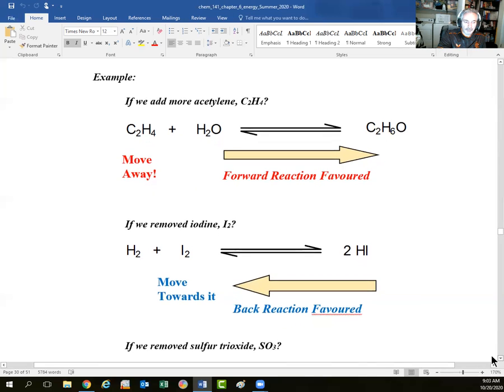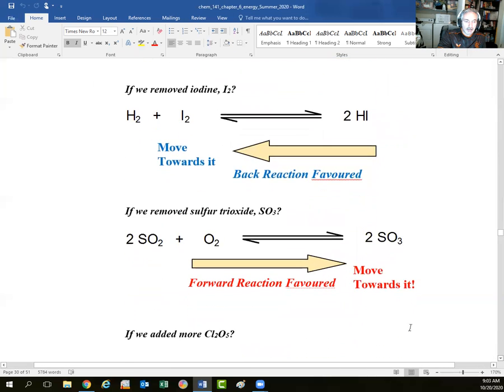Third one, sulfur trioxide being removed. So we find sulfur trioxide in the equation. There it is on the right. So we remove a chemical, we move towards the chemical. We're compensating as we move equilibrium to produce more of it. Forward reaction favoured when the sulfur trioxide is removed.